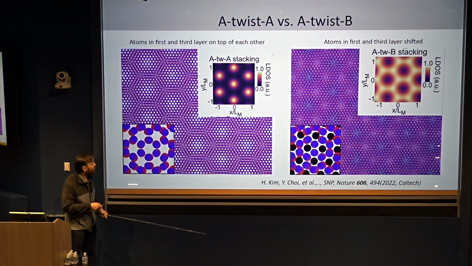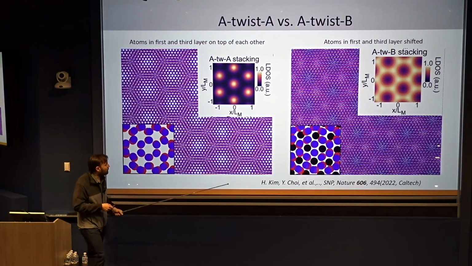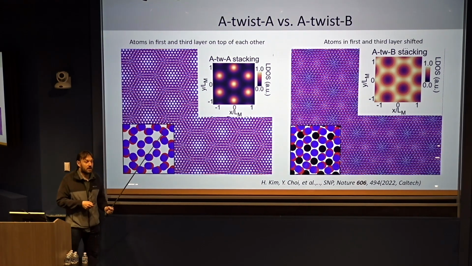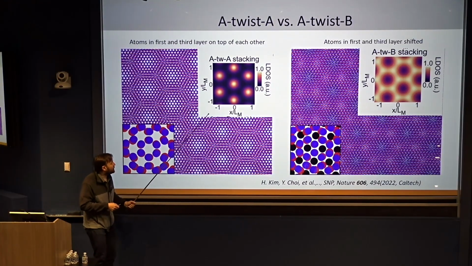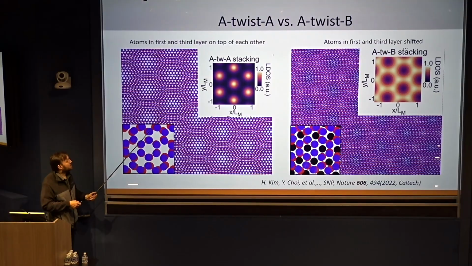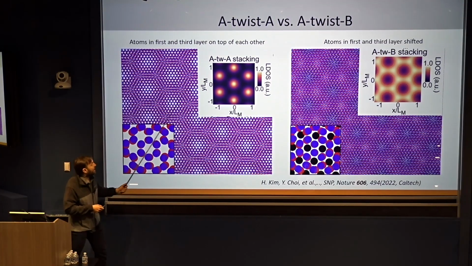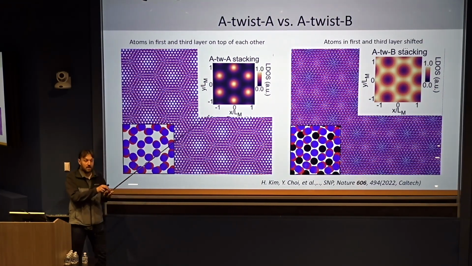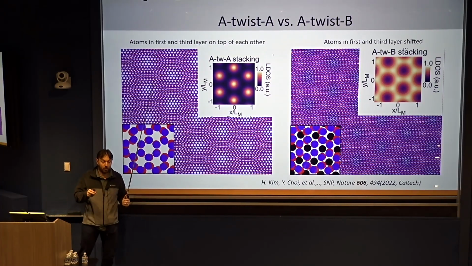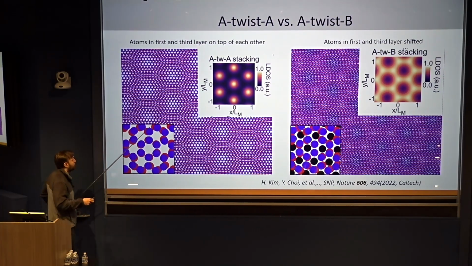So it's important to note that nature really gives you this for free. Nature prefers that the first and the third layer are aligned. If you take the density of states calculations for a particular stacking, here's the example, A twist A stacking, where the first and the third layer are perfectly aligned, meaning the carbon atoms are on top of each other in the first and the third layer. So these are the blue and the black dots. In this picture, you don't see the black dots because they're underneath the blue dots.